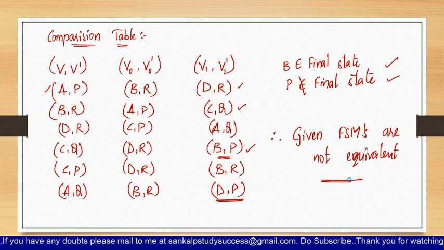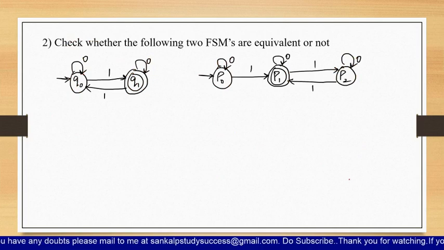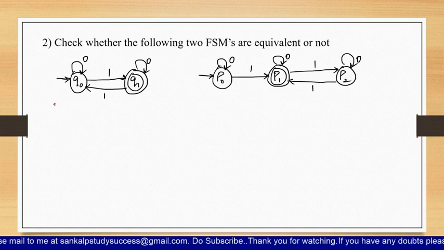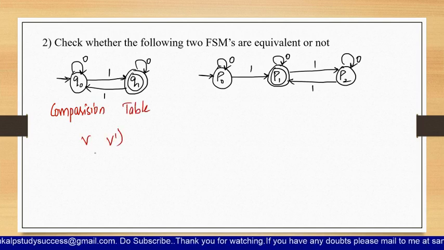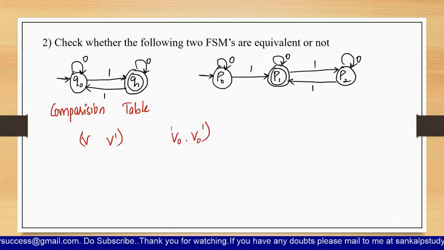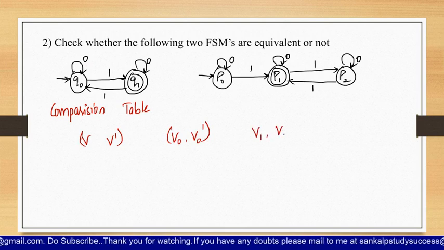Now let us see one more example. Check whether the following two FSMs are equivalent or not. Here the transition diagram is given, whereas previously we were given the transition table. So now let us draw the comparison table, which consists of V and V dash, and V0, V0 dash, because we have zeros and ones as the input symbols, so V1 and V1 dash.